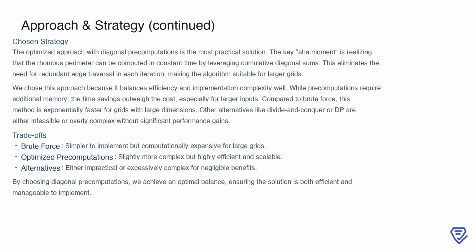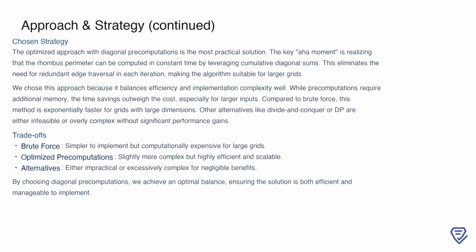The chosen strategy for this problem is the optimized approach that utilizes diagonal pre-computations. The key insight here is recognizing that rhombus perimeters can be computed in constant time by leveraging the cumulative sum stored in diagram 1 and diagram 2. This eliminates the need for redundant edge-by-edge traversal, dramatically improving the algorithm's efficiency. This method strikes a good balance between performance and implementation complexity.